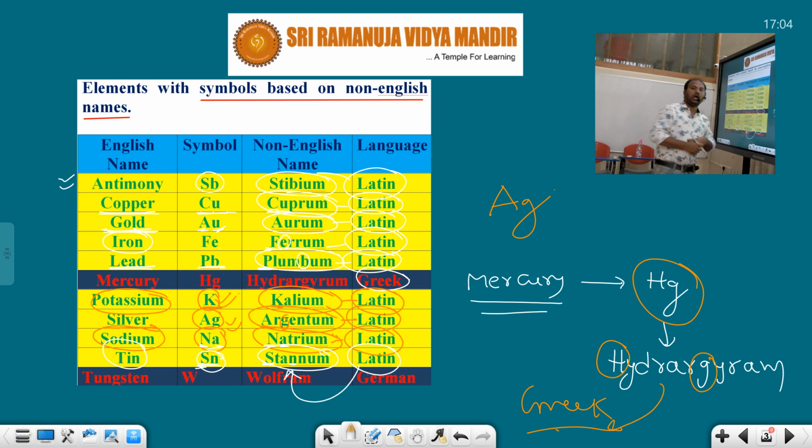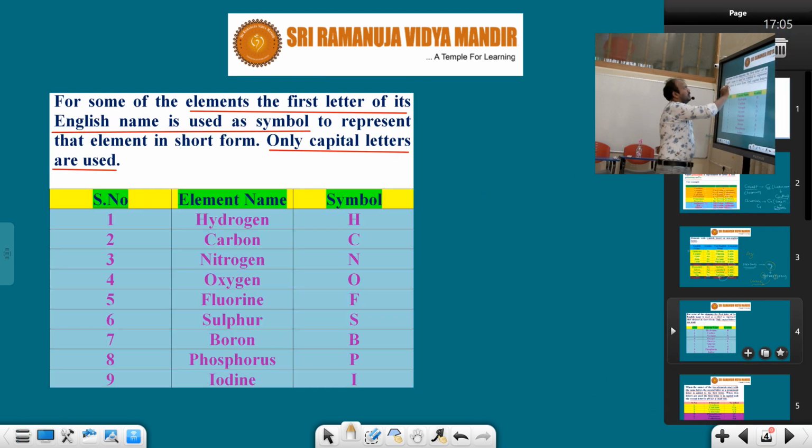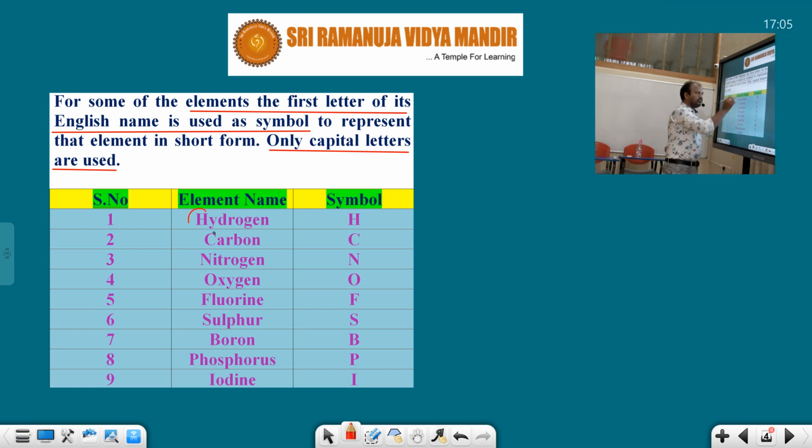After that, for some elements, the first letter of the English name is used as the symbol. To represent that element in short form, only capital letters are used. Very simple concept. Take hydrogen: the first letter is H, that's why the symbol is capital H. Carbon starts from C, that's why it is indicated as C. Nitrogen, the first letter is N. All are capital letters; the first letter should be capital.